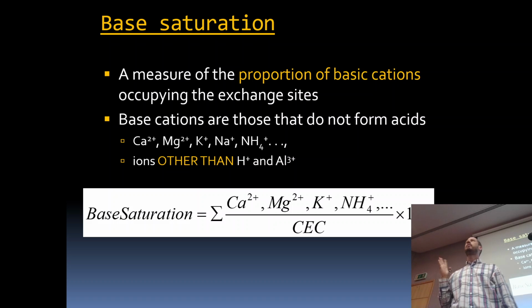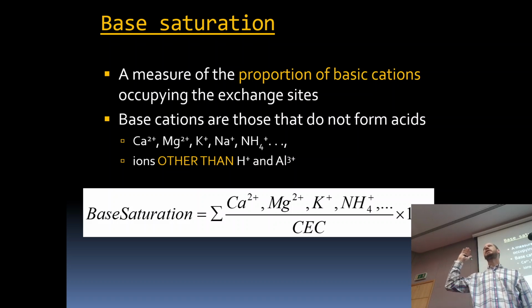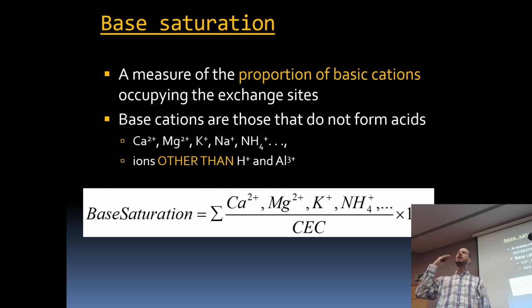If you have pH 7, 7.5, you will have roughly 80% bases in your soil. When you reach 8, you will have around 100%. When you reach alkaline pH like 8.5, this will approach 100%. And in acid soils, this can come as low as 50, 40% if you increase the acidity.